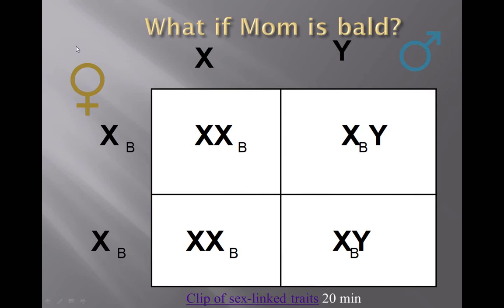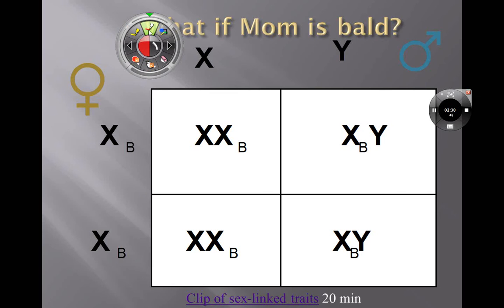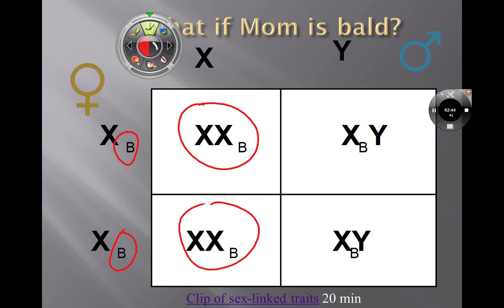Now, if Mom is bald, the only time you see this particular trait, ladies and gentlemen, is if both of them, notice, both of these X's have the little B marker. So in that particular case, every one of the girls are carriers, and the boys will both be going bald. Too bad for you.